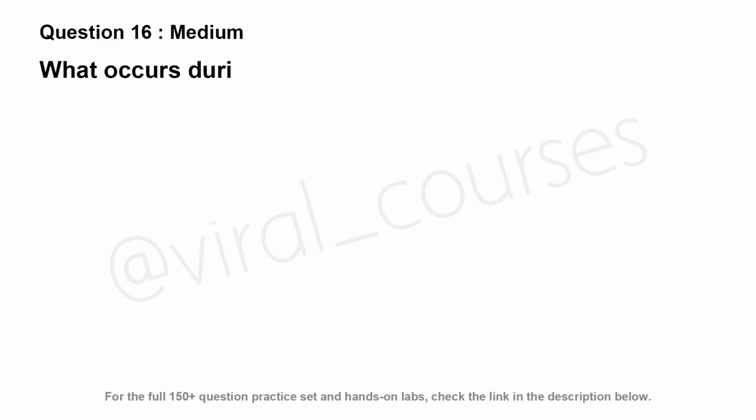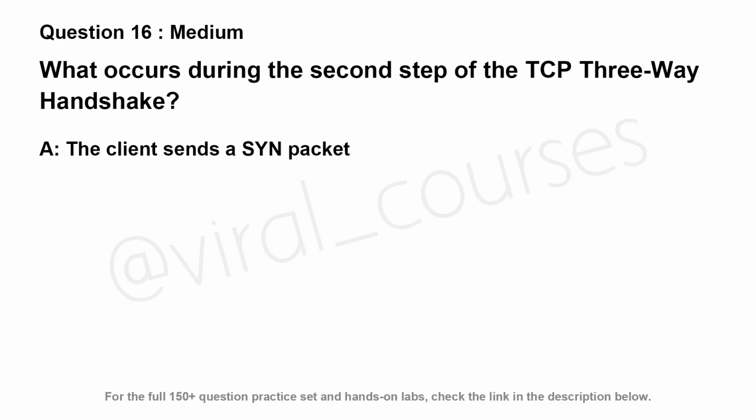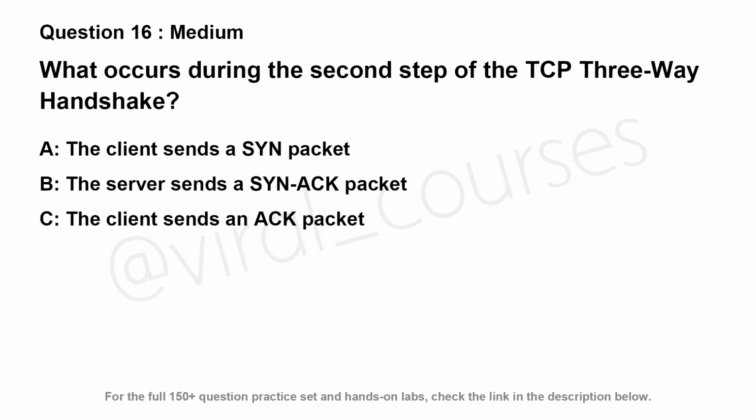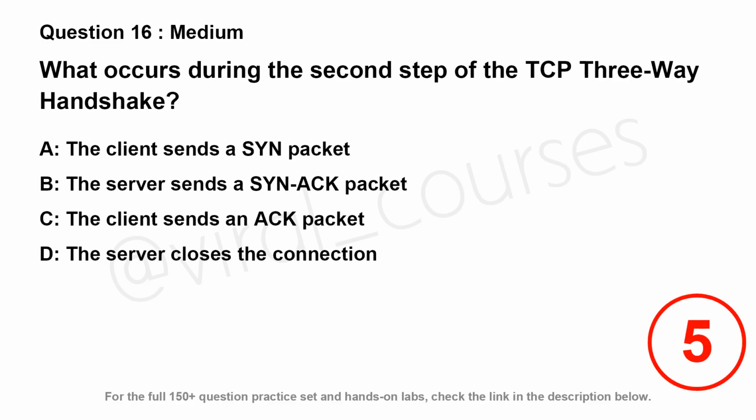What occurs during the second step of the TCP three-way handshake? Option A, the client sends a SYN packet. Option B, the server sends a SYN-ACK packet. Option C, the client sends an ACK packet. Option D, the server closes the connection.